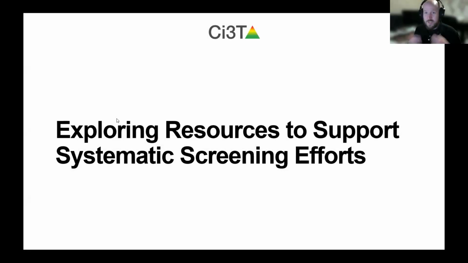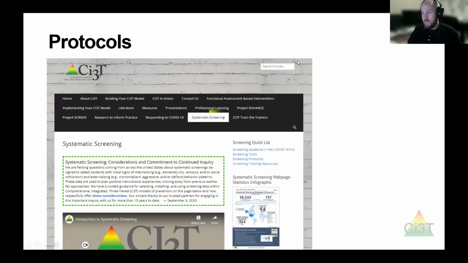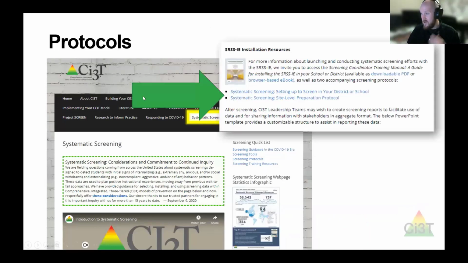Okay, so we're going to talk a bit about exploring resources to support systematic screening. Now, David had kind of hinted at this a little bit earlier when he showed you this tab on our website. But if you go to our website, ca3d.org, and go to the page that says systematic screening, this is going to be, again, another wealth of resources about looking at screening. So there's a lot of really useful information there.